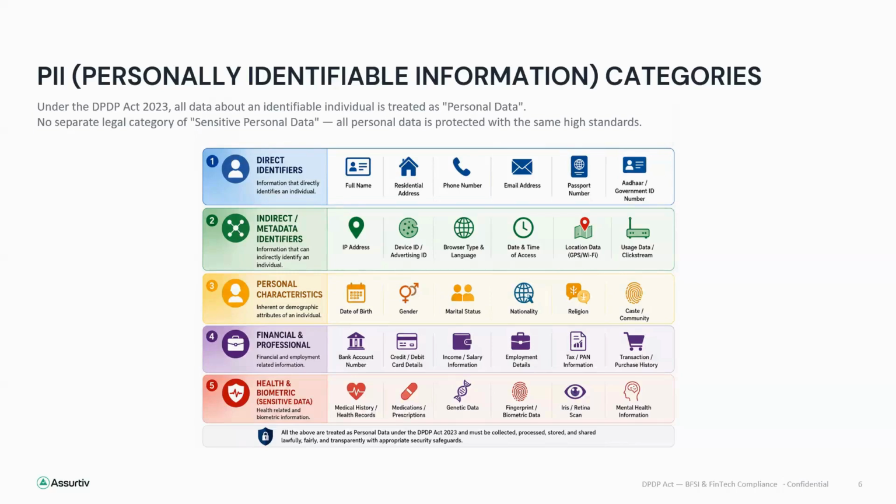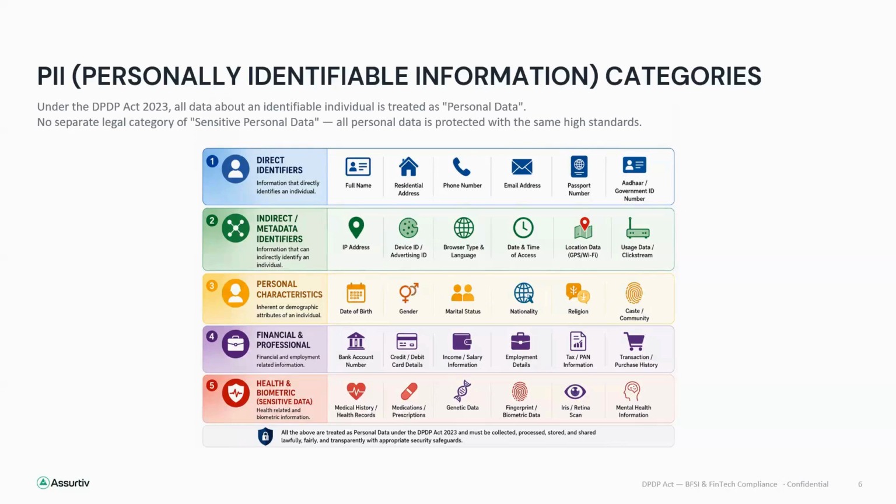The next one is financial and professional data, which plays a pivotal role, especially in BFSI: bank account number, credit or debit card details, income or salary information, employment details, tax and permanent account number, PAN number, and transactional purchase history of an individual. A lot of times, when a bank is processing our data, all these details will come into the picture.